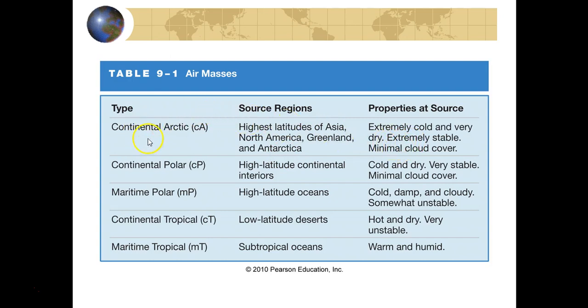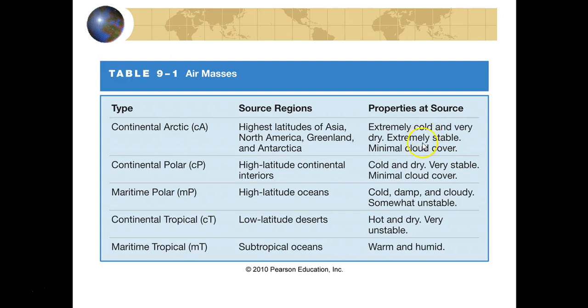It's almost like looking, and as you can see, the humidity is always identified first by either being continental or maritime, and the temperature profile is identified second. So a CA air mass is a continental Arctic air mass, and you could then see where those air masses come from and what the properties of the air mass are in terms of how it affects or changes weather.